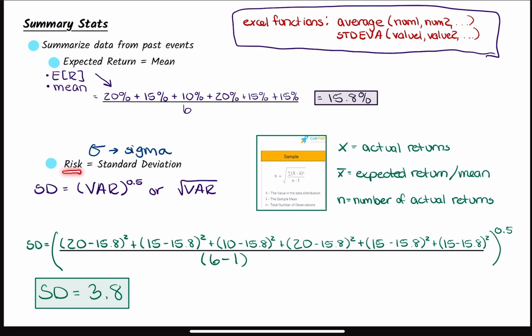The risk is calculated using standard deviation. So you'll see this symbol, sigma, Greek for sigma, and that is calculating the standard deviation of that stock. I'm not going to ask you to calculate this, do not worry, but you need to understand how standard deviation determines the risk of a stock. So again, the expected return is the mean of the historical data, and then the risk is calculated using the standard deviation.